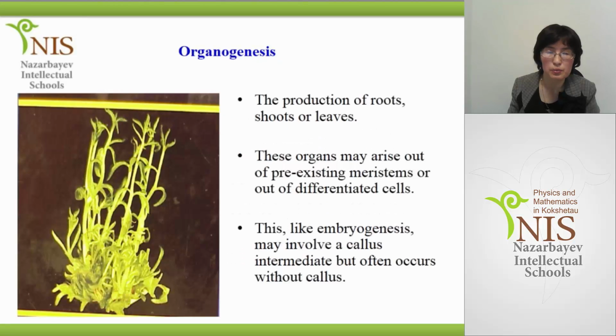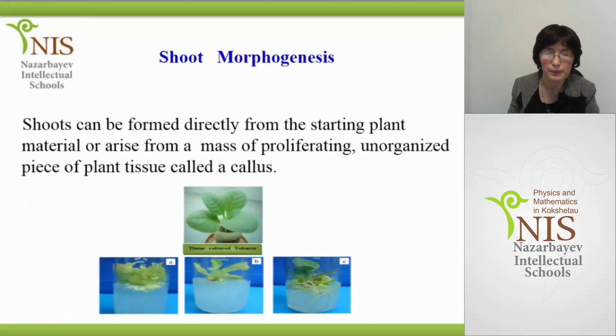And the next way, organogenesis, is the production of roots, shoots, or leaves. These organs may arise out of pre-existing meristems or out of differentiated cells. This, like embryogenesis, may involve a callus intermediate, but often occurs without callus. One of the methods of this way is shoot morphogenesis. Shoots can be formed directly from the starting plant material or arise from a mass of proliferating, unorganized plant tissue called a callus.